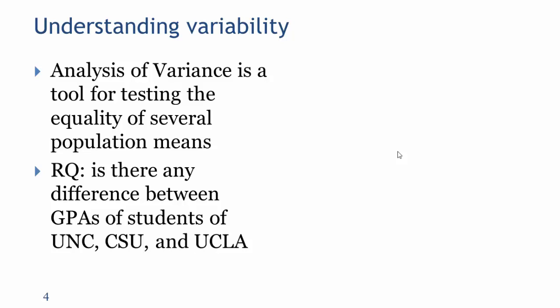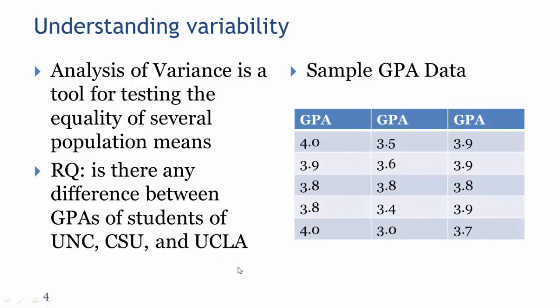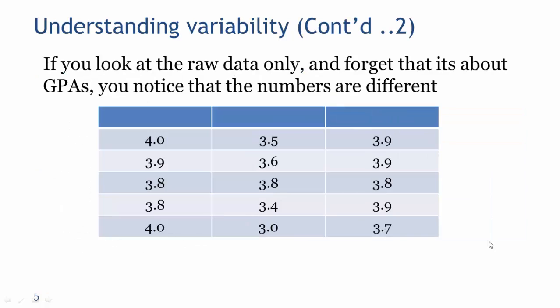The research question would be: is there a difference between the GPAs of students of three universities, UNC, CSU, and UCLA? Again, we are just making this up, creating a small data set with only 5 observations within each of these universities. Here's the sample GPA data. Suppose this column is for the students of UNC, the second column is for CSU, and the third one is for UCLA.